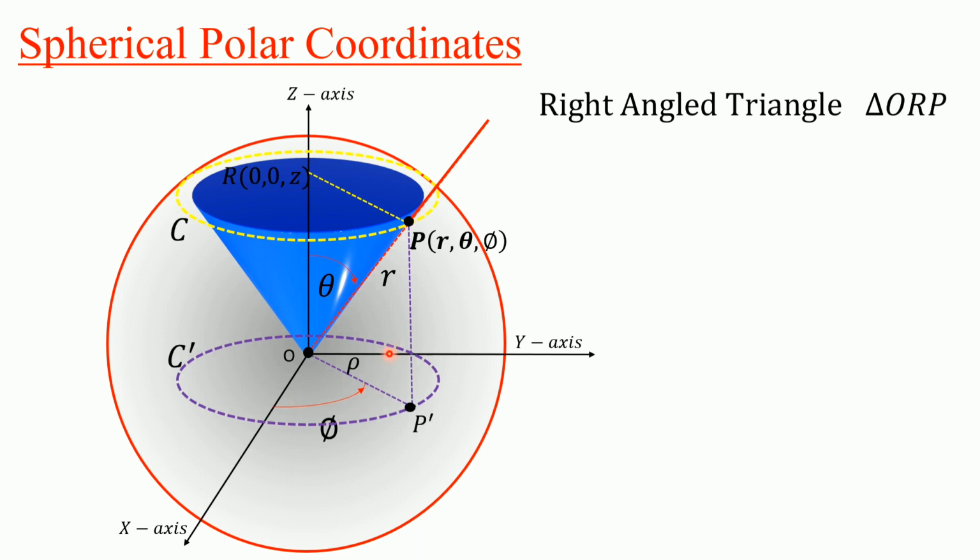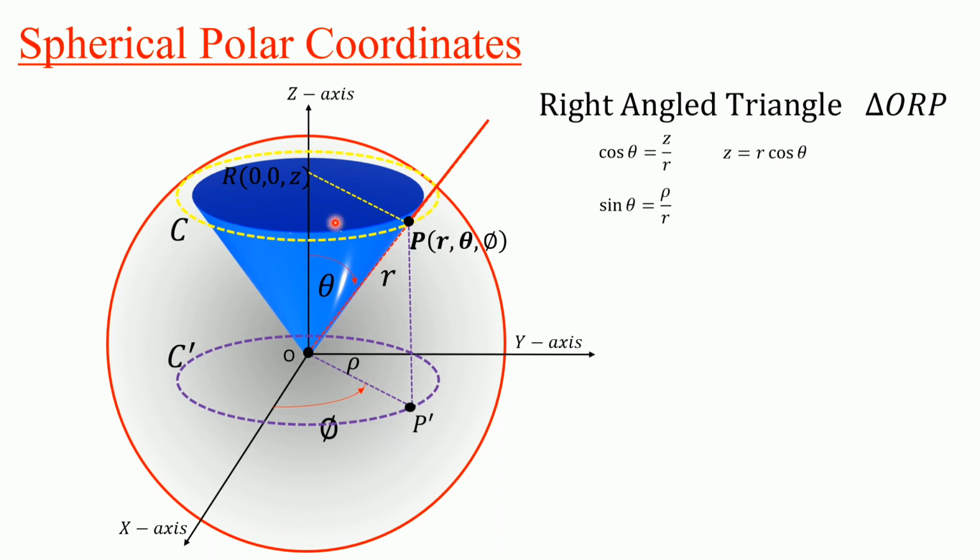Now we'll find the relation between Cartesian and spherical polar coordinates. So let us consider this right angle triangle ORP. The angle between this z-axis and PR is 90 degrees. So in this right angle triangle, cos theta will be this height, that is z upon r. Therefore z is equal to r cos theta.